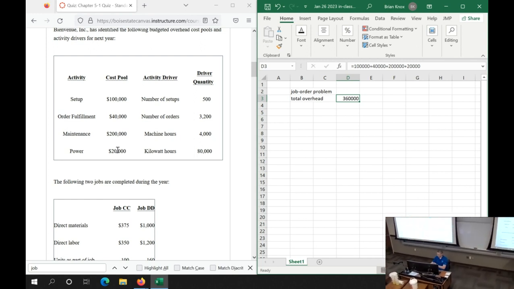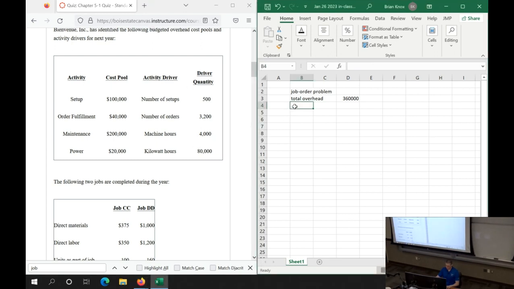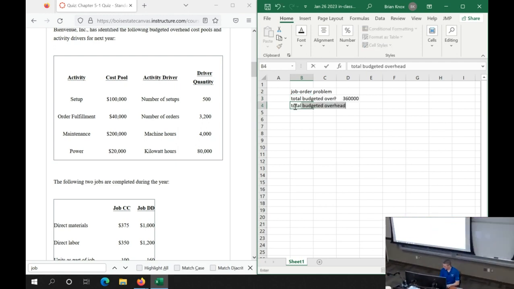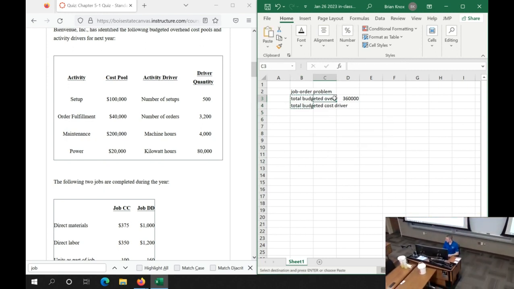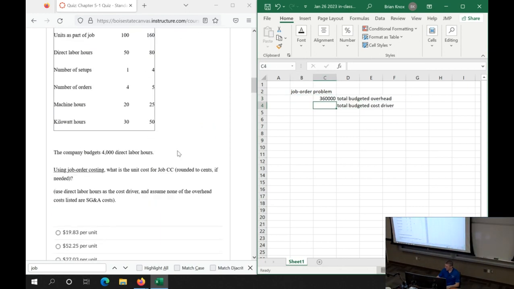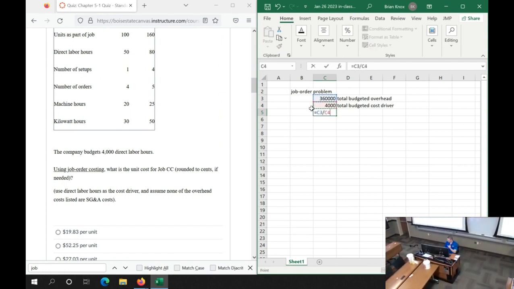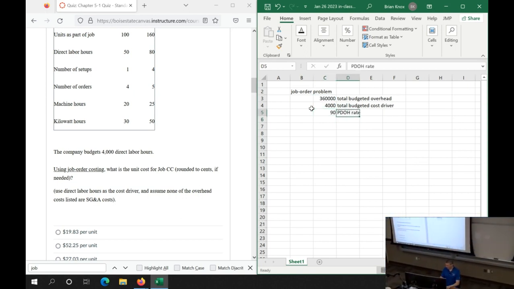None of it's SG&A. We know that from the parenthetical. We can take that as a total overhead or budgeted overhead. And then we can get total budgeted cost driver. And we said that our cost driver is 4,000 direct labor hours, which means that we need to charge, looks like the numerator divided by the denominator here, $90 per direct labor hour.